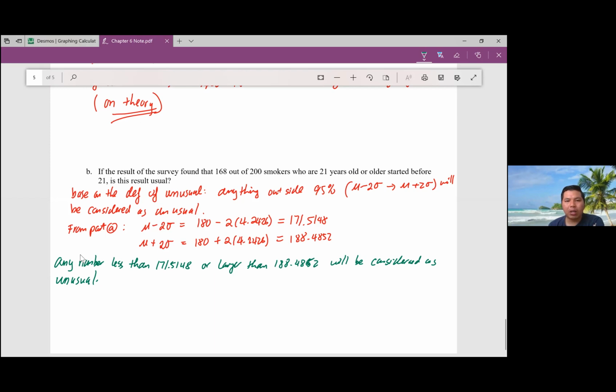Okay, so to answer this question, the one we found, is that unusual? The answer is yes, because it's less than 171, therefore it's unusual. So the survey, since 168 is less than 171.51, therefore the survey is unusual. I mean that it's not normal.